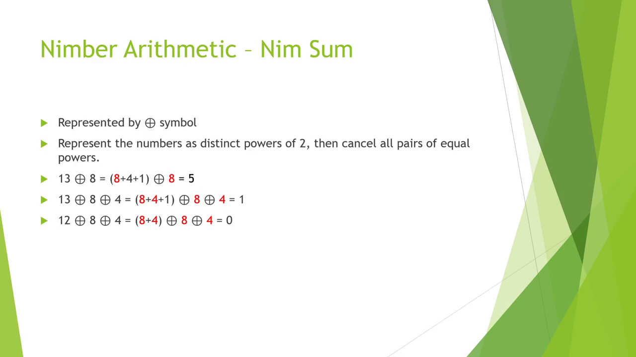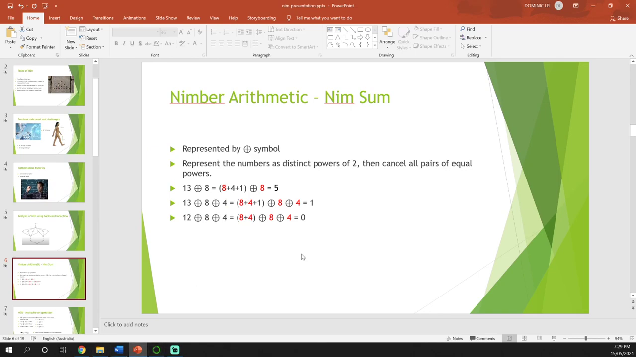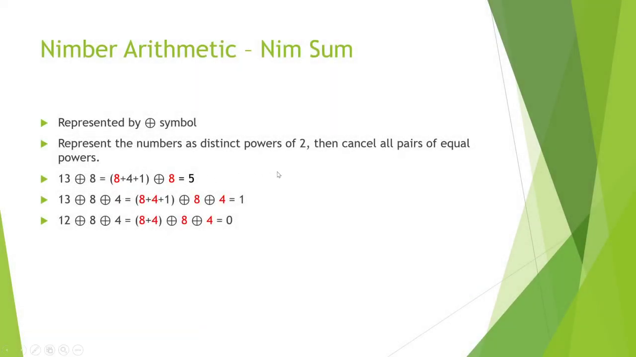Nim sum is represented by the symbol of a circle with a plus sign in the middle. How we do this operation is that we represent the number as distinct powers of 2, and then cancel out all pairs of equal powers. So for example, 13 Nim sum 4: what we do is that we represent 13 as 8, 4, 1, and then we Nim sum the numbers together by canceling out all equal pairs of powers of 2. So we're left with 1.